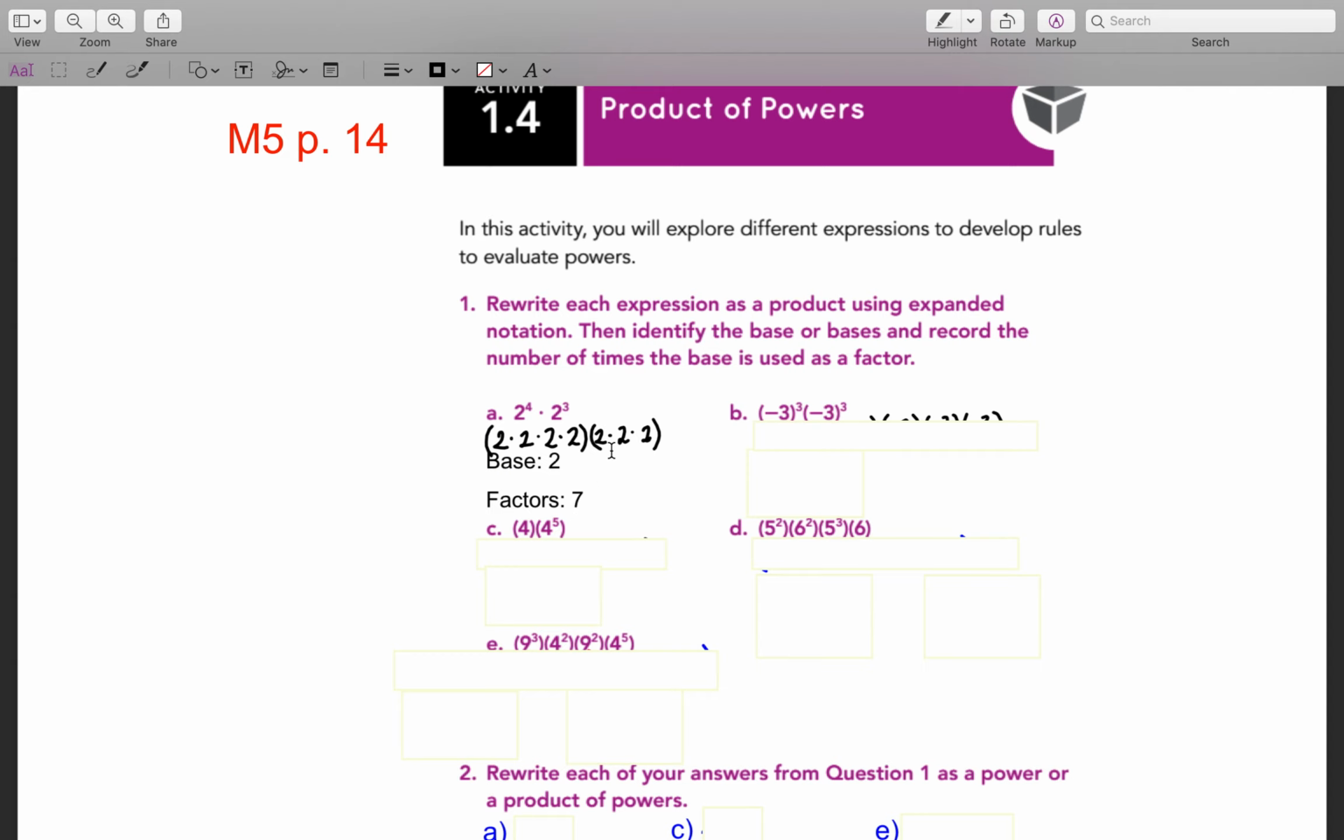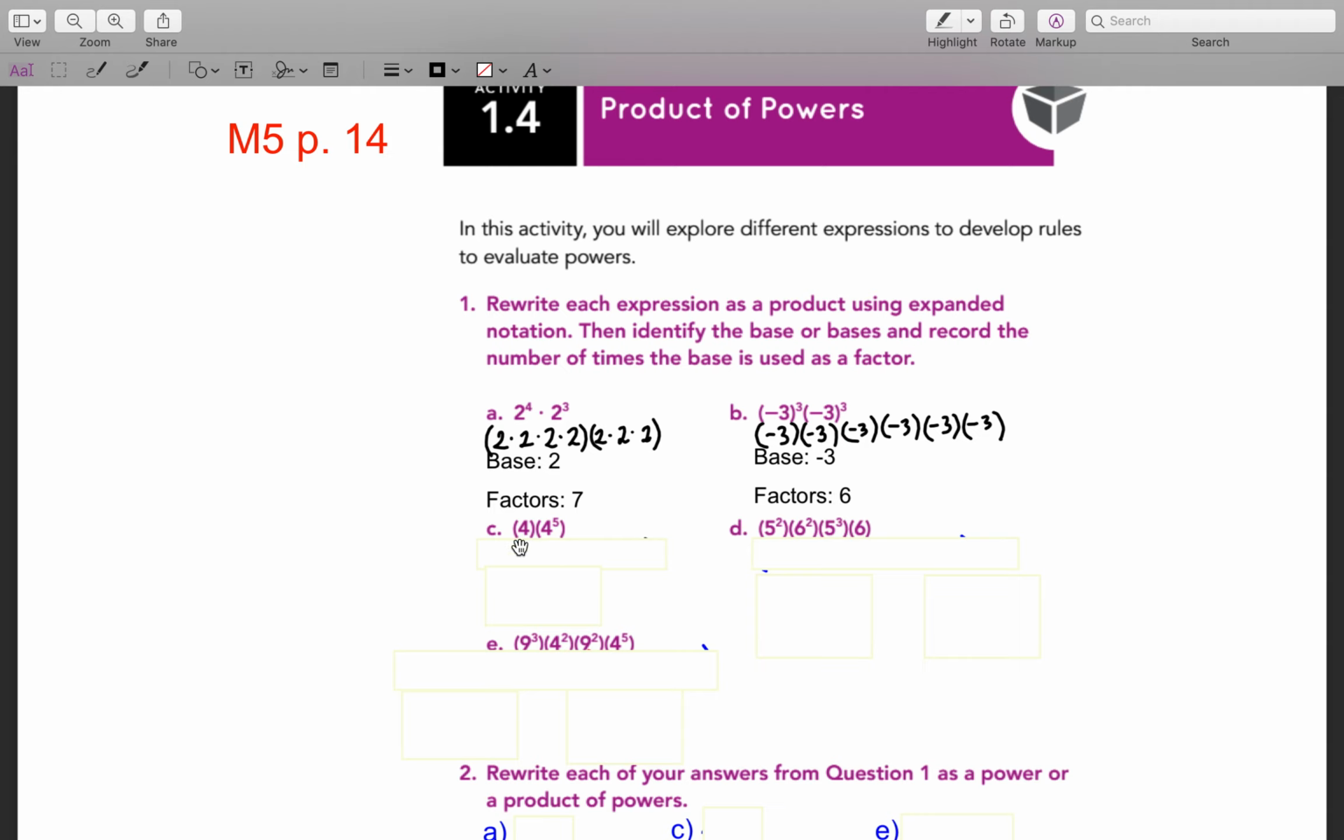Okay. And for B, it's negative 3 cubed times negative 3 cubed, or negative 3 to the power of 3 times negative 3 to the power of 3. So we would say that it's negative 3 times negative 3 times negative 3. That was the first part right here. And we also have negative 3 times negative 3 times negative 3. So the base for both would still be negative 3, and we have 1, 2, 3, 4, 5, 6. So the base is used as a factor 6 times.